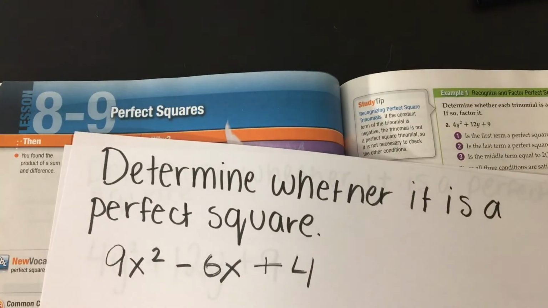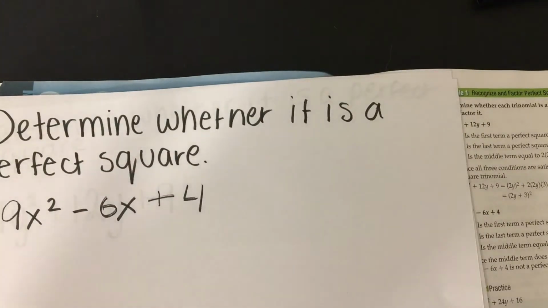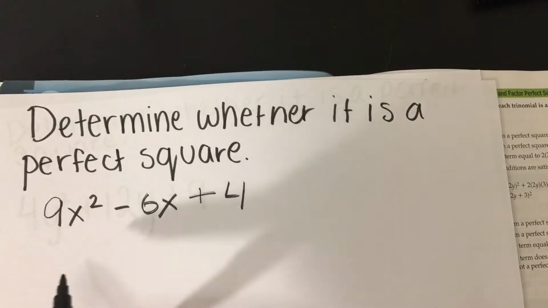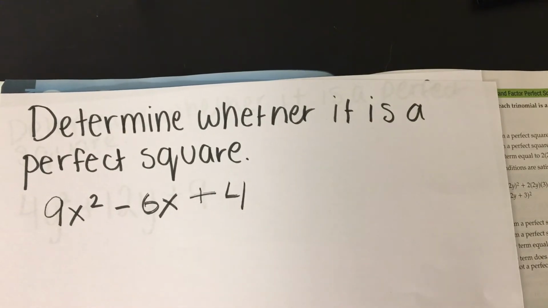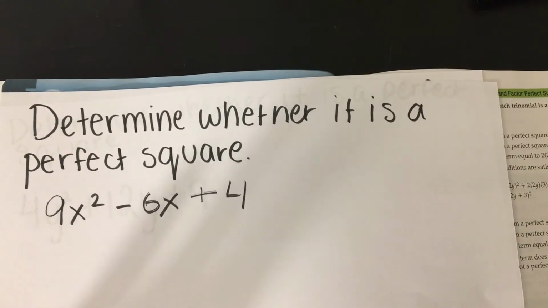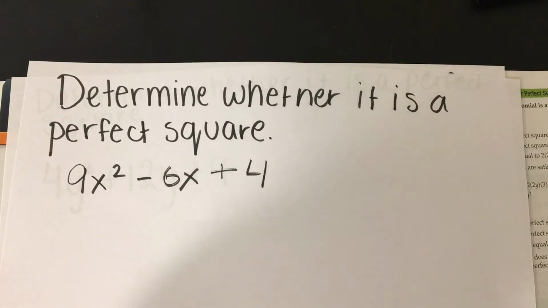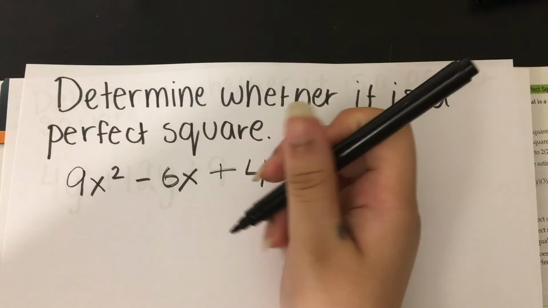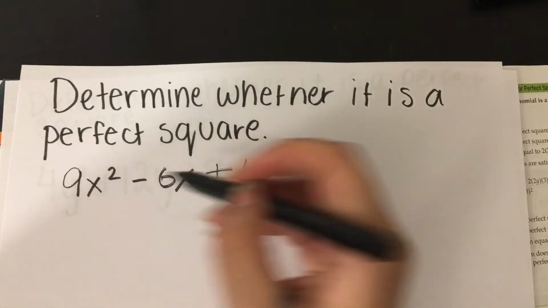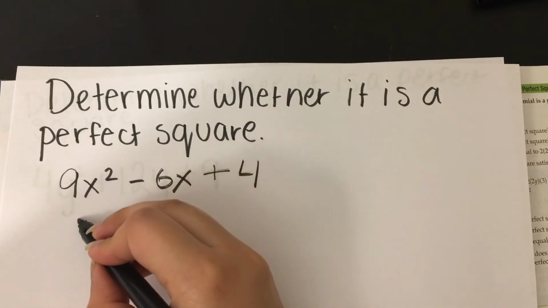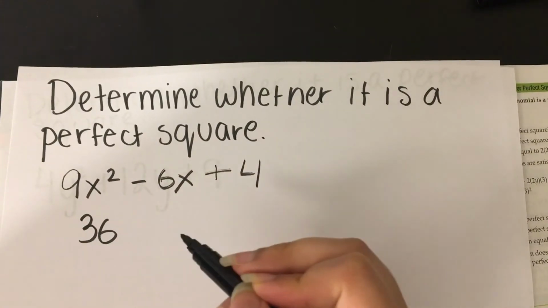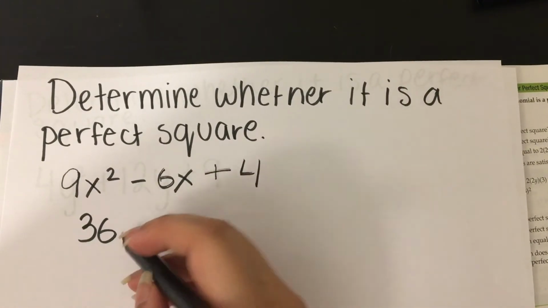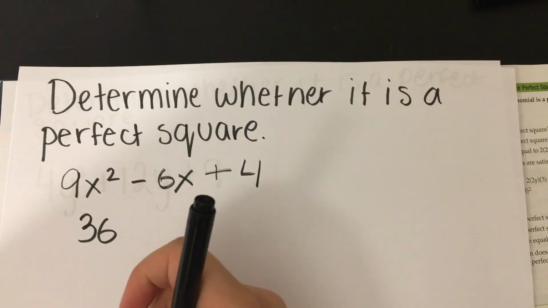Let's try this one. It says determine whether it is a perfect square. 9x squared minus 6x plus 4. Now, in my previous video, I did a few examples on how to factor ax squared plus bx plus c expressions, trinomials, quadratics basically. So let's do it. 9 times 4 is 36, right?